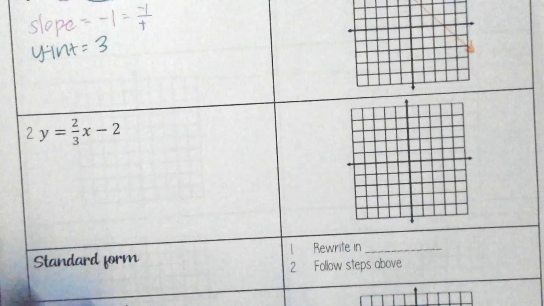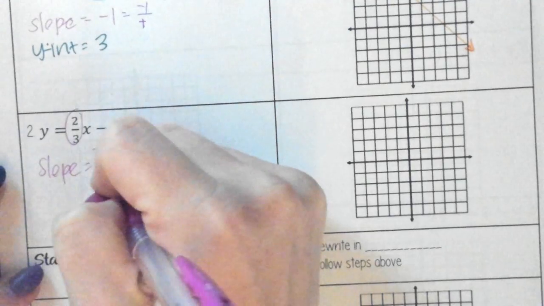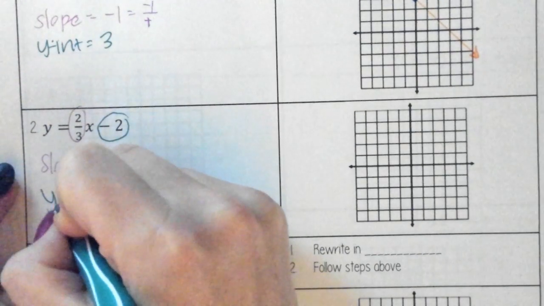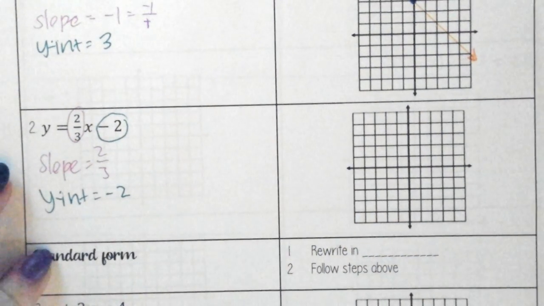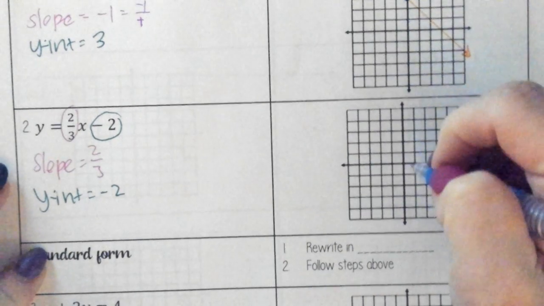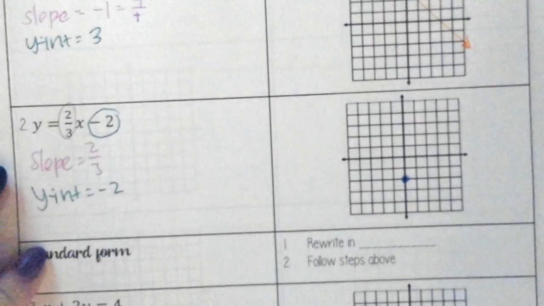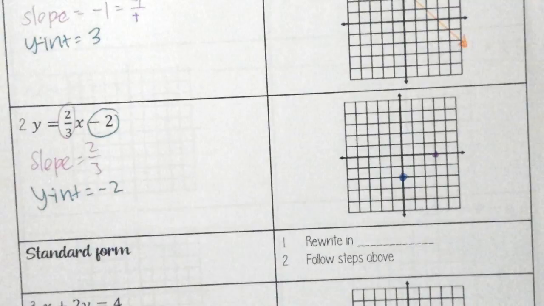Okay, number 2, identify my slope. Here it's 2 over 3. The y-intercept is -2. So let's first plot our y-intercept. That's at -2. Plot some points based on slope: 1, 2, 1, 2, 3.